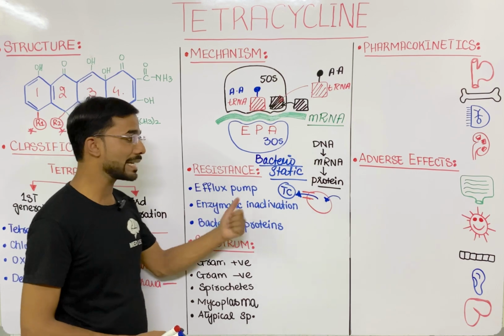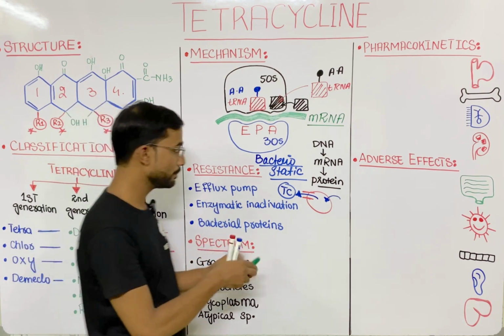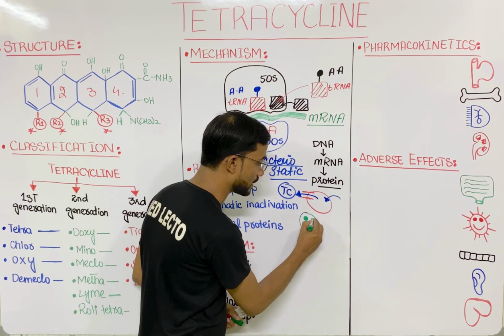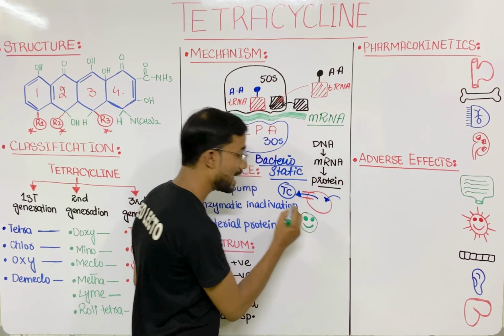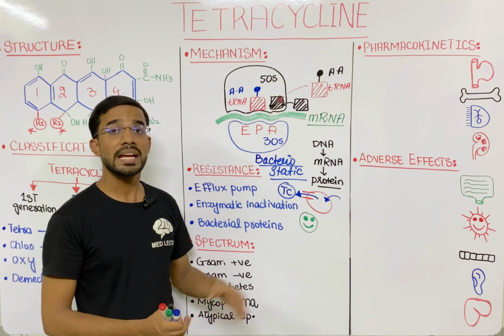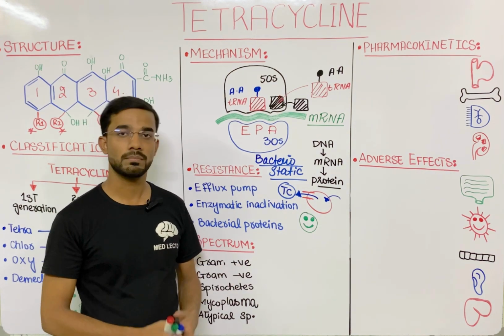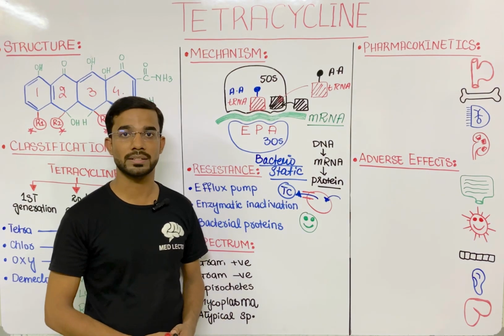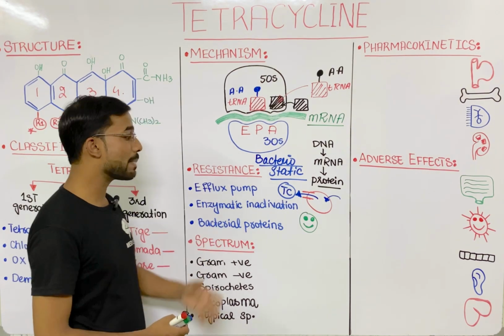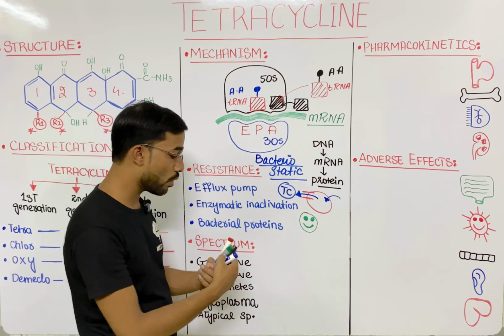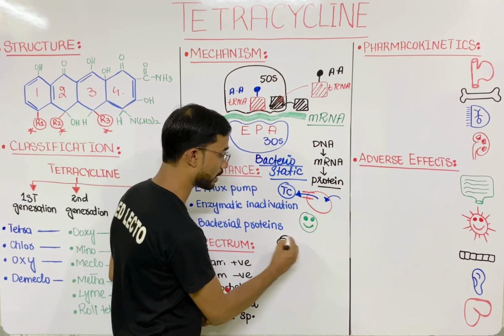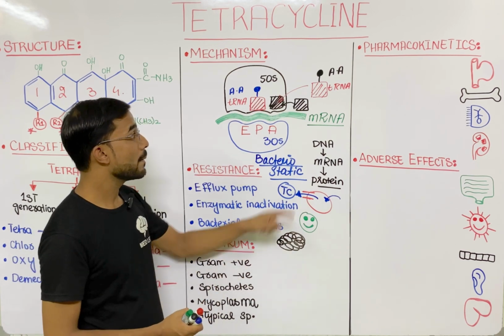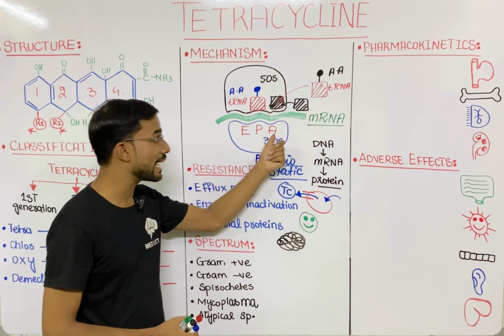Next is the enzymatic inactivation. Basically, bacteria can also develop different enzymes. Here is the enzyme, and that enzyme inactivates the tetracycline. After inactivation of the tetracycline, there will be no action of the tetracycline in that case. Next is the bacterial protein. Bacteria can also develop certain types of protein that prevent the binding of the tetracycline at the A site.